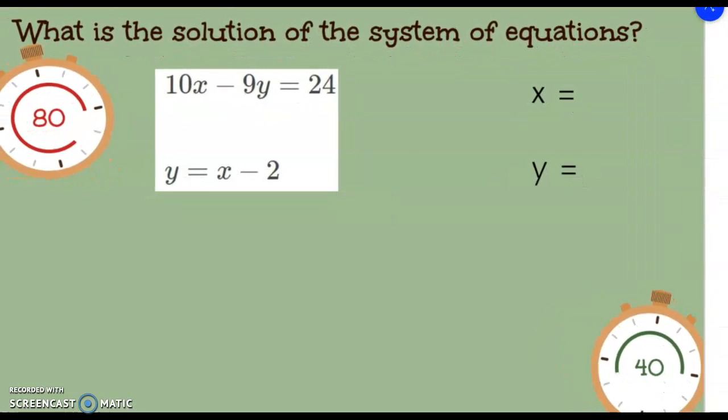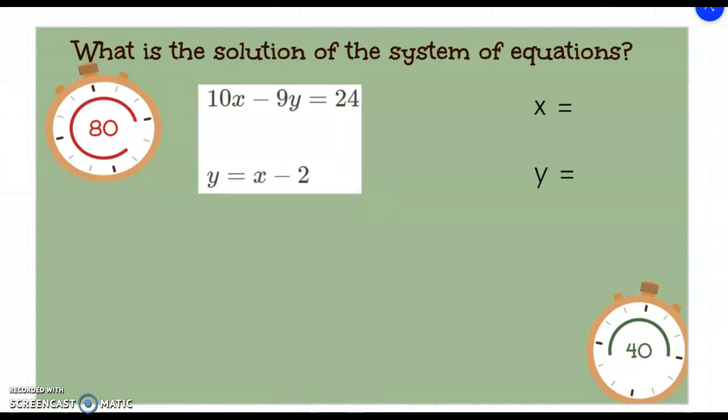So, we're going to continue on with your notes here. It says, what is the solution of the system of equations? For this, what we need to do is figure out what x equals and what y equals. First, we need to make sure one of our equations is in y equals mx plus b form. In this case, my second equation, y equals x minus 2, is in slope-intercept form.